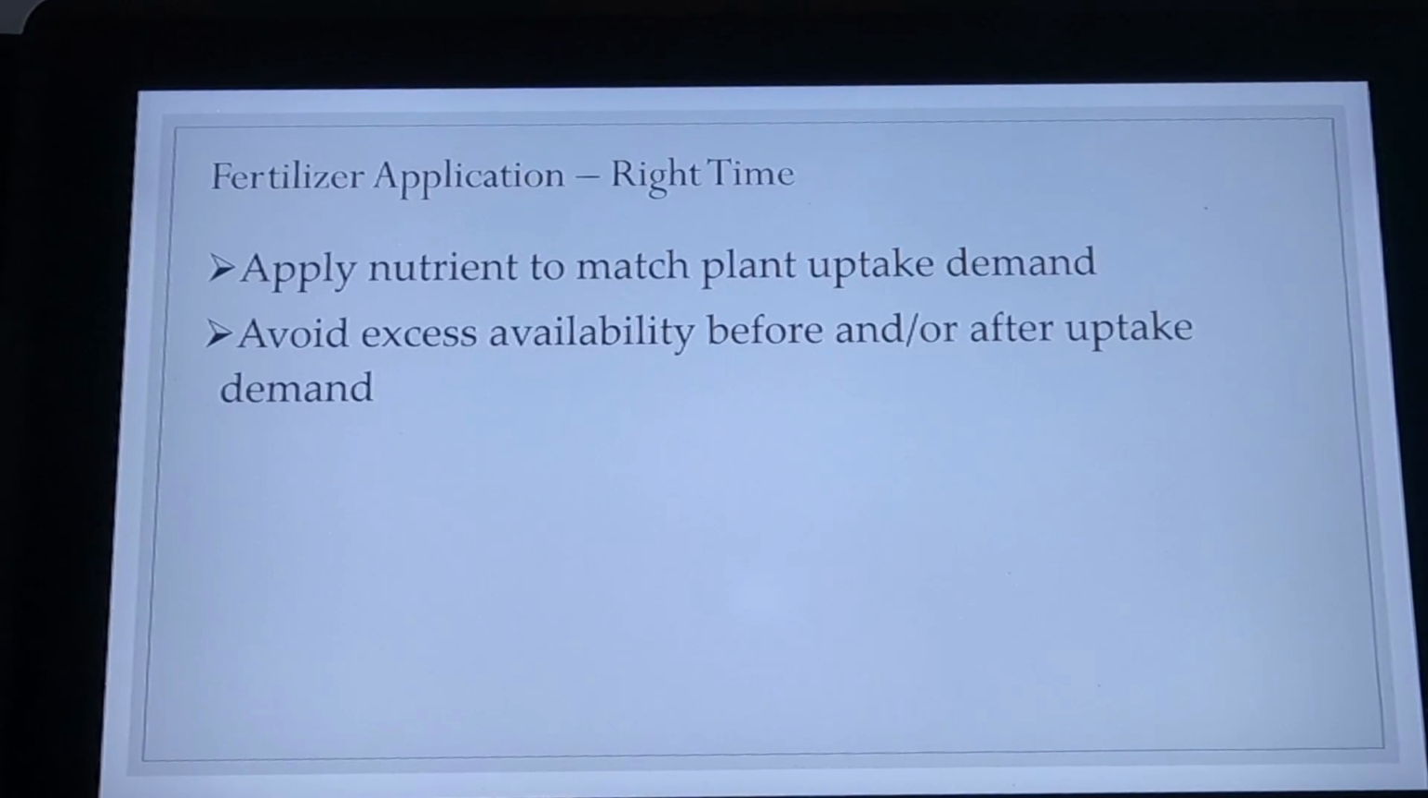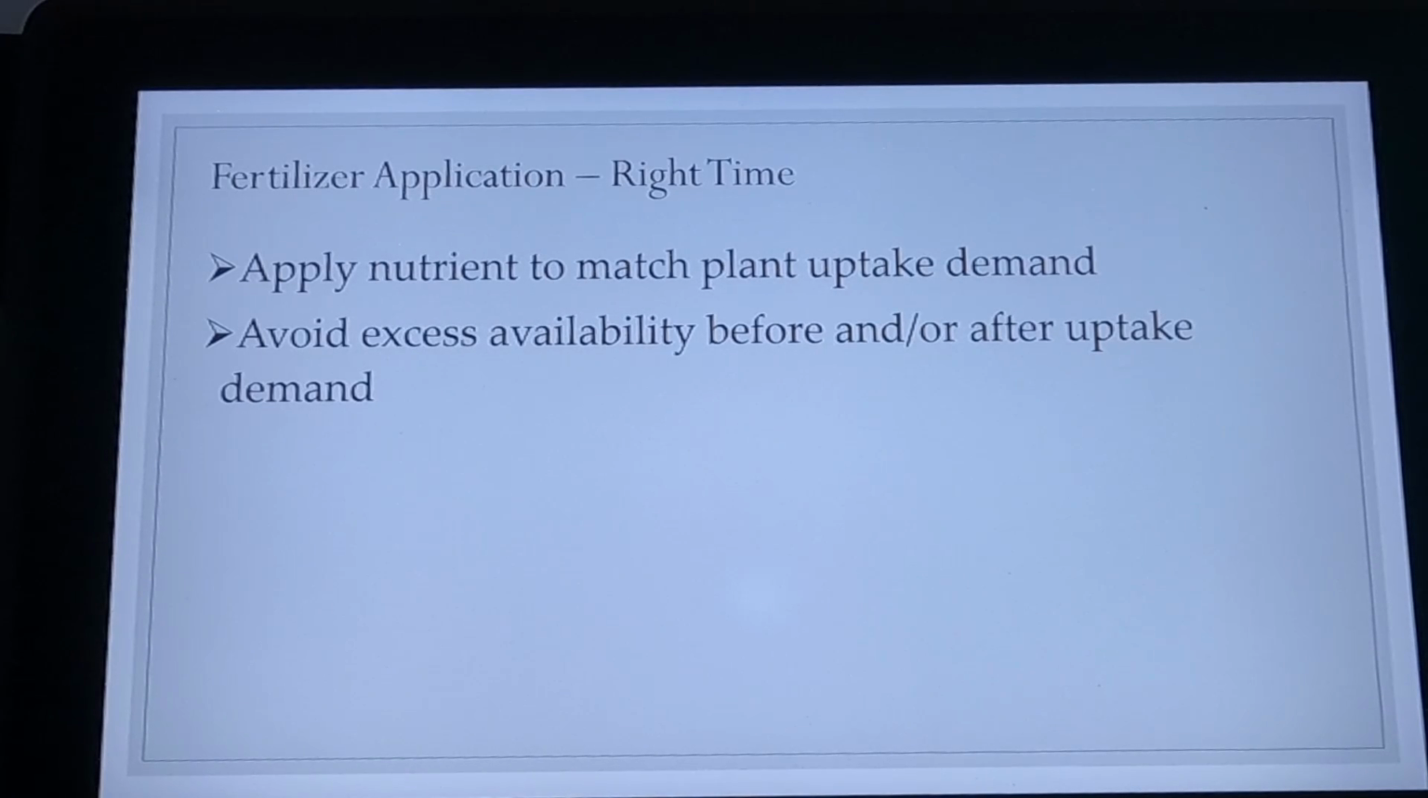If I give you food right after you've eaten or you're not hungry, are you going to eat it? No, because you're not hungry, right? Doesn't matter what it costs. I just don't want to eat it. But if I keep food from you while you're hungry... so you want to make sure that you're applying those nutrients to the plant when they're hungry for it.